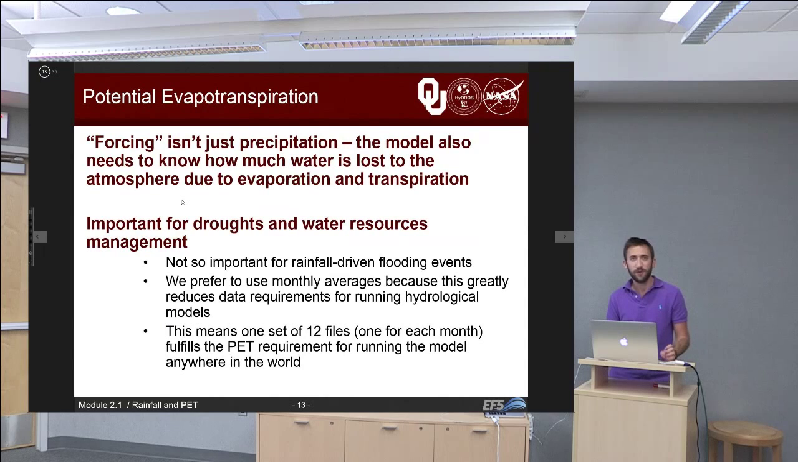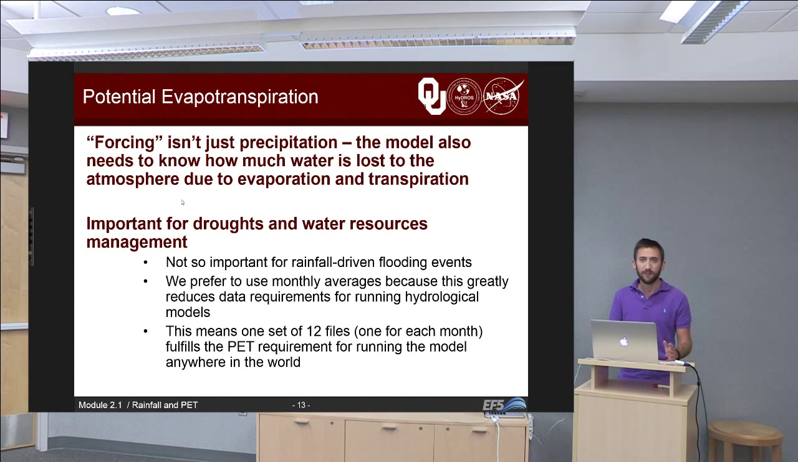Let's switch gears for just a moment or two and talk about potential evapotranspiration. The term forcing doesn't refer to just precipitation. The model also needs to know how much water is being lost to the atmosphere due to the twin processes of evaporation and transpiration. This is an important topic when it comes to droughts and water resource management. It's not so important for rainfall-driven flash flood events, primarily because rainfall-driven events tend to occur under cloudy skies, and so the sun is much less powerful, which means that potential evapotranspiration is much lower and much less of an impact overall on the water balance.